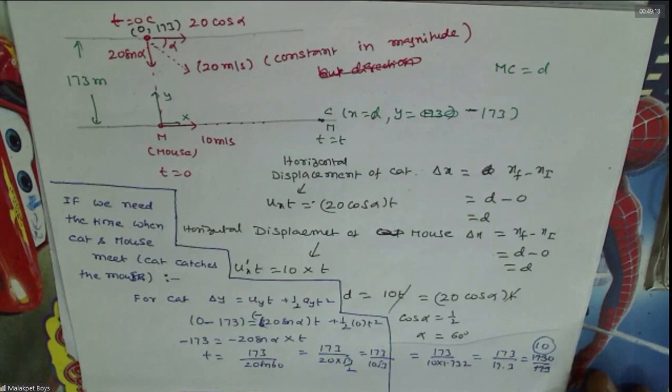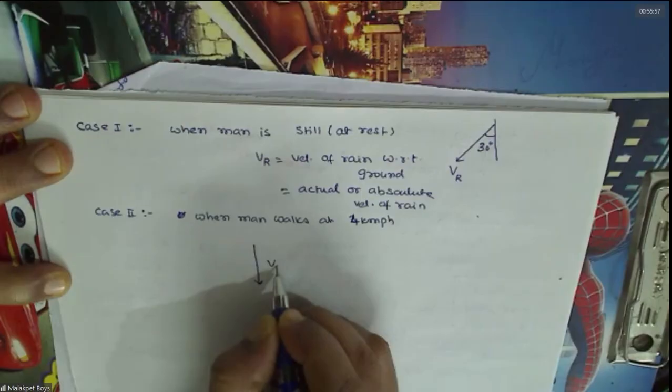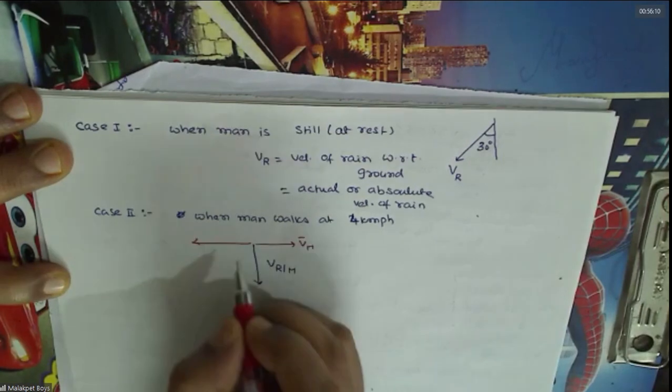That means, suppose this is the velocity of rain with respect to man. For example, suppose the man is walking like this. This is minus velocity. Or you can take any way, he is going like this, velocity of man, for example. He says it is going vertically down. Okay.